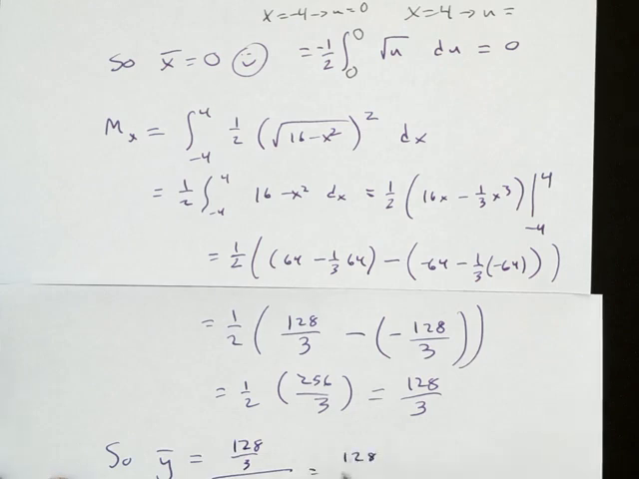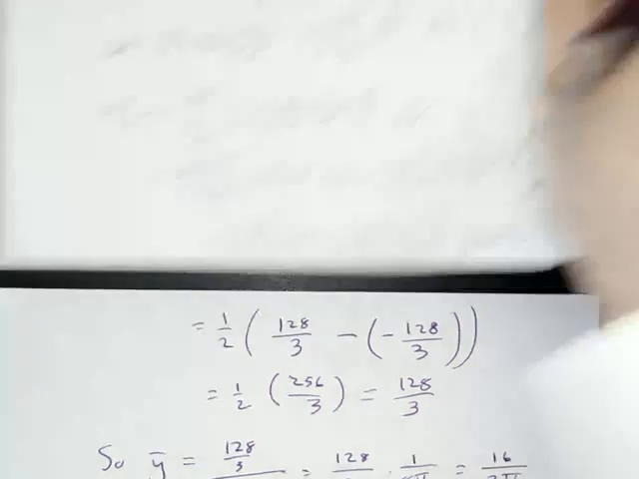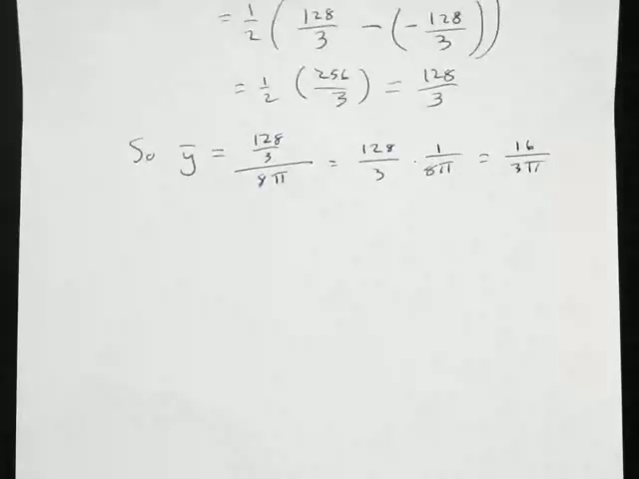Which is the same as 128 over 3 times 1 over 8 pi. I can cancel here. 128, 64, 32, 16 over 3 pi. Somebody give me a decimal for that.